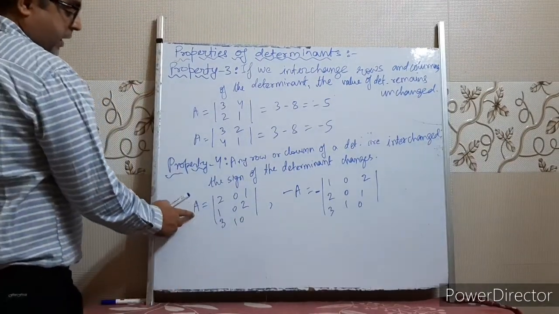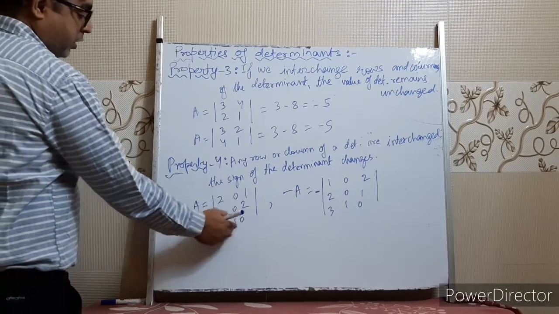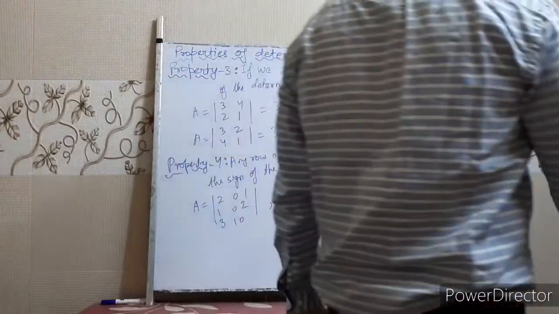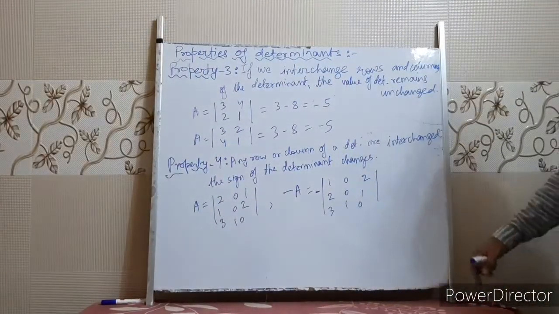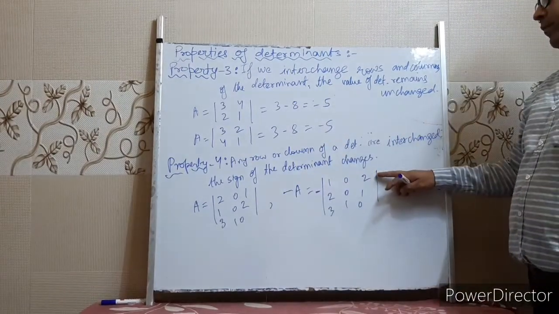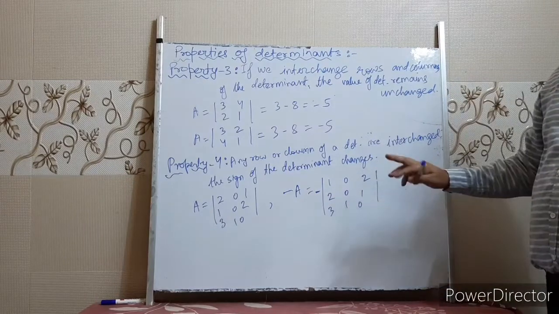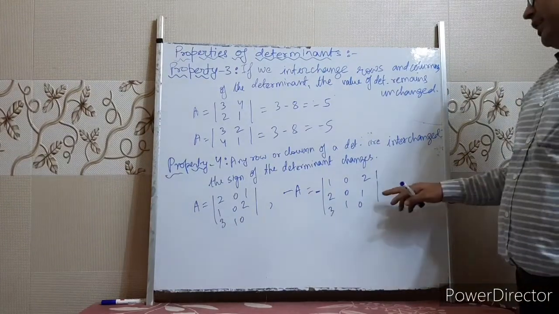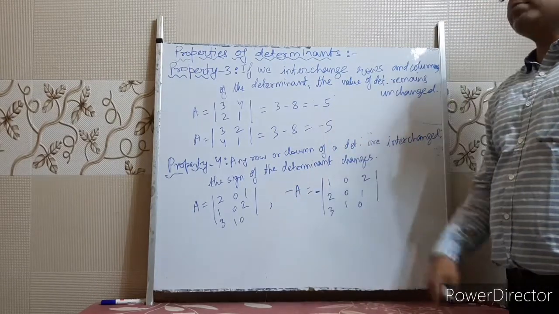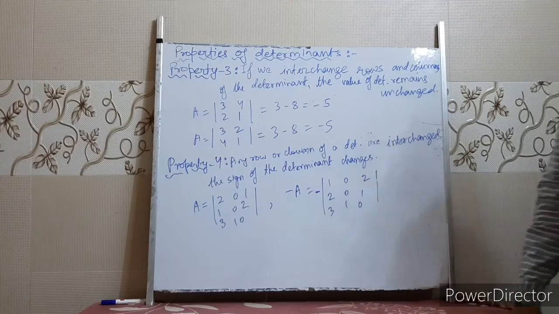See, suppose any determinant I have taken, 2 0 1 first row, 1 0 2 second row, 3 1 0 third row, and I have interchanged the rows R1 and R2. You can see here the second row has become row R1, and the first row has become the second row. That means first and second rows are flipped, interchanged. So what will happen? It will be minus times the value of the same determinant. Right, children? Note down.